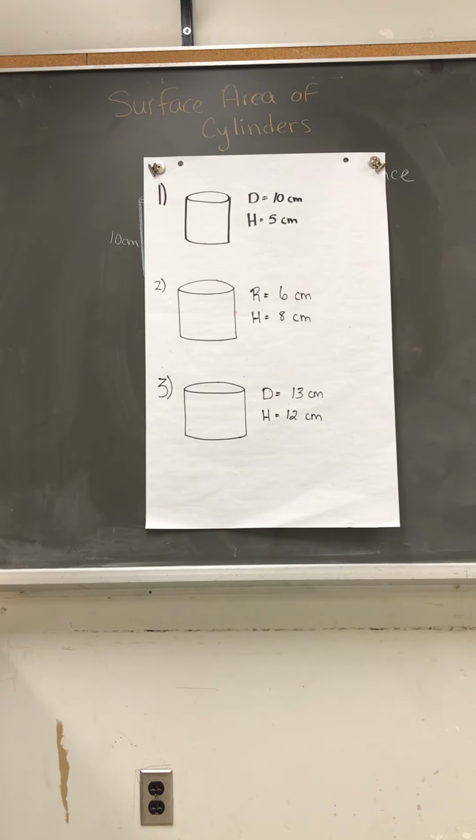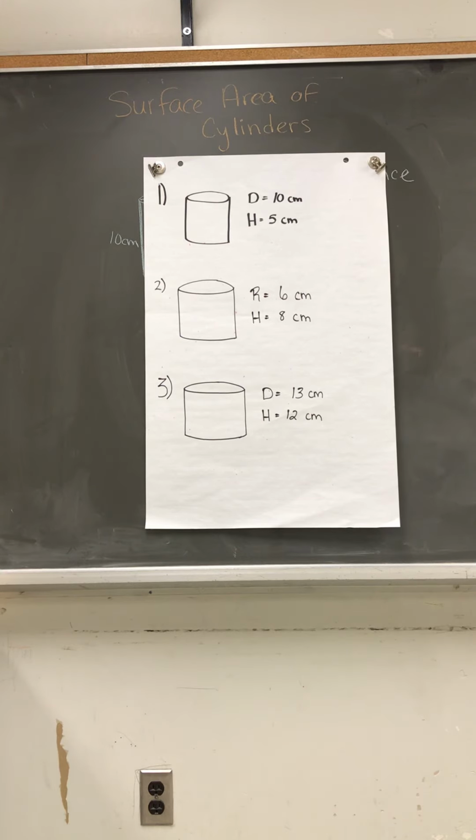So in the top one, you've got a diameter of 10, a height of 5. In that second question, you've got a radius of 6. And we know that the radius is half the diameter, so you've got an extra step there to figure out what the circumference of that top circle is going to be, and a height of 8. In that third question there, you've got a diameter of 13 centimeters and a height of 12 centimeters.